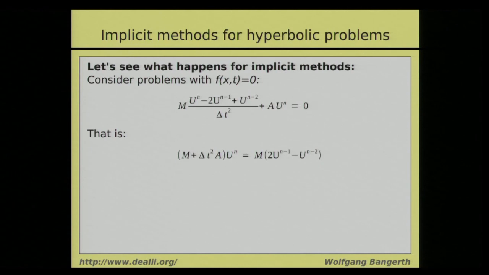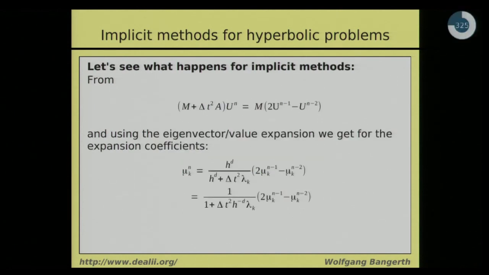Now let us do the same thing again for implicit methods. For implicit methods, I need to evaluate this a times u term at time tn. If I bring everything with un to the left, and everything with un minus 1 and un minus 2 to the right-hand side, I get an equation like this. I do the same kind of expansion as always, and I find that the kth expansion coefficient in our eigenvector basis at time tn is given by this whole thing here.